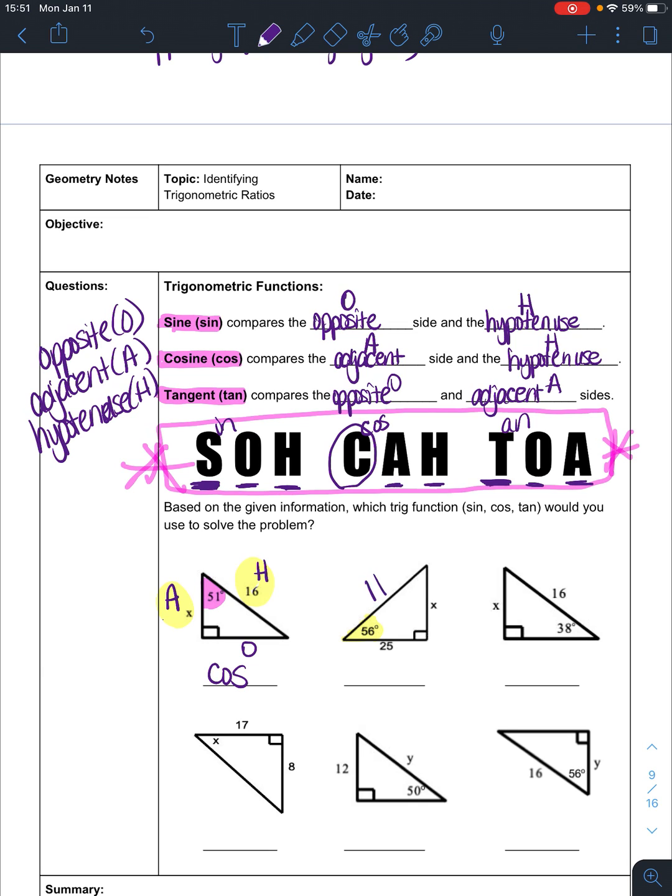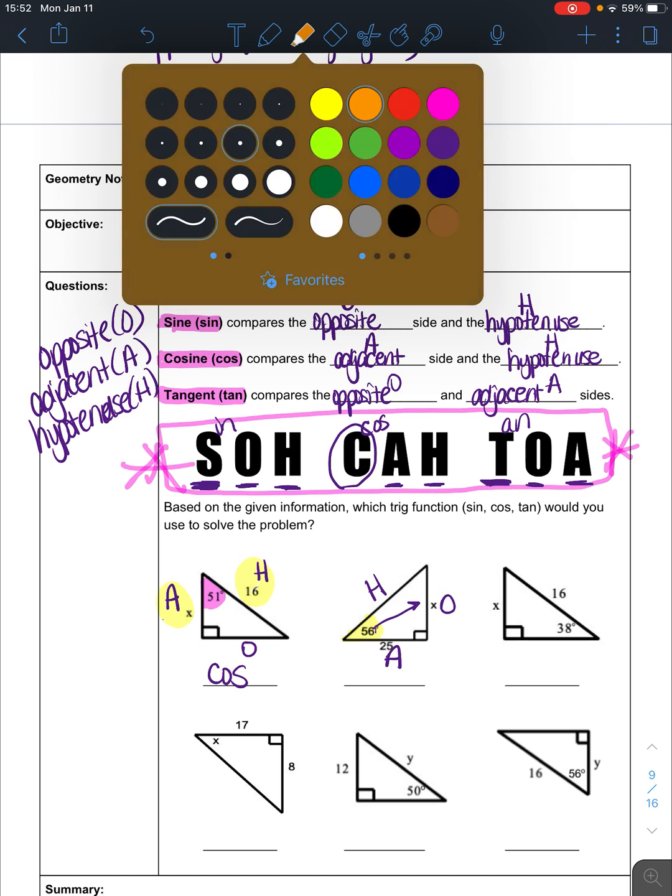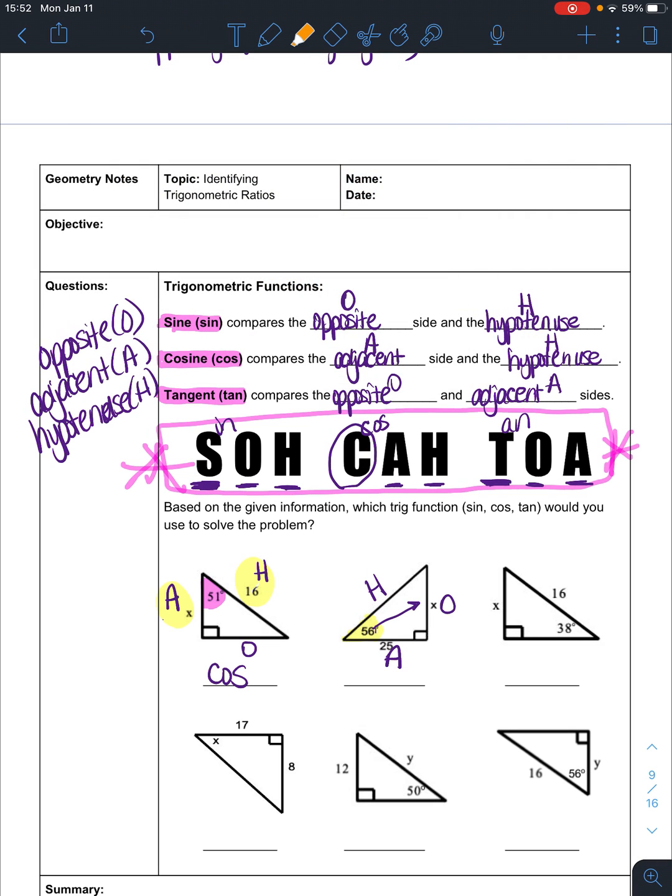I always find my hypotenuse first. So my hypotenuse is across from my right angle. X is opposite of the 56, and the 25 is adjacent. Now, the two sides that I have labeled that have numbers or letters on them, I have O and A. So if I go back up to SOHCAHTOA, OA is TOA, that's tangent. So I would use the tangent function.